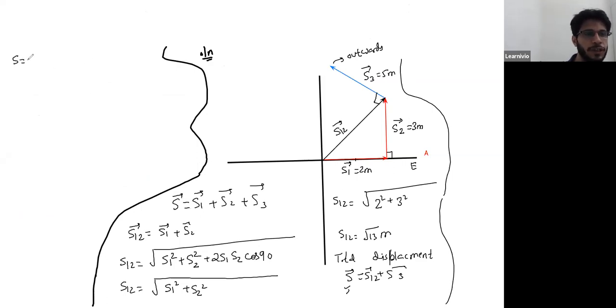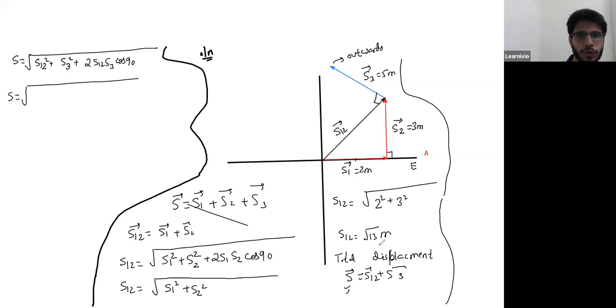So for total displacement, to add these two displacements, you will use the parallelogram law. Sorry, the triangle law. The triangle law says S squared is S12 squared plus S3 squared plus 2 S12 S3 cos theta. So S12 is root 13. If you take the square of this, this is 13. S3 is 5, so 25. And this term is 0 because cos 90 is 0. So 25 plus 13, that's 38.